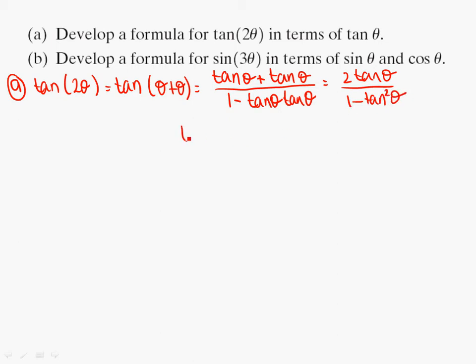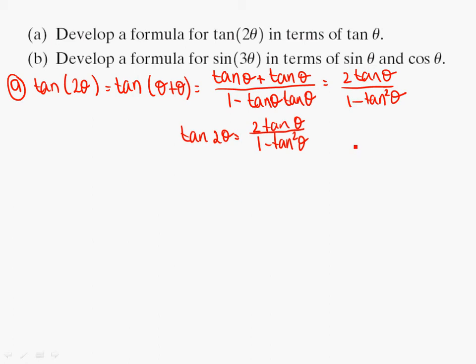So there, you could consider that a new identity, right? So tangent 2 theta is twice the tangent of theta divided by 1 minus the tangent squared of theta. Are we okay with that one? So that's just the bell work version of the tangent.